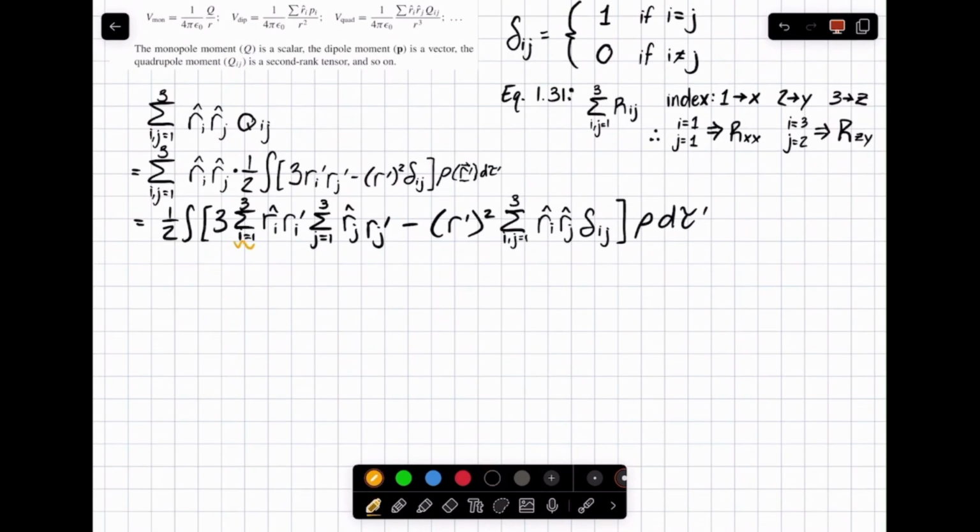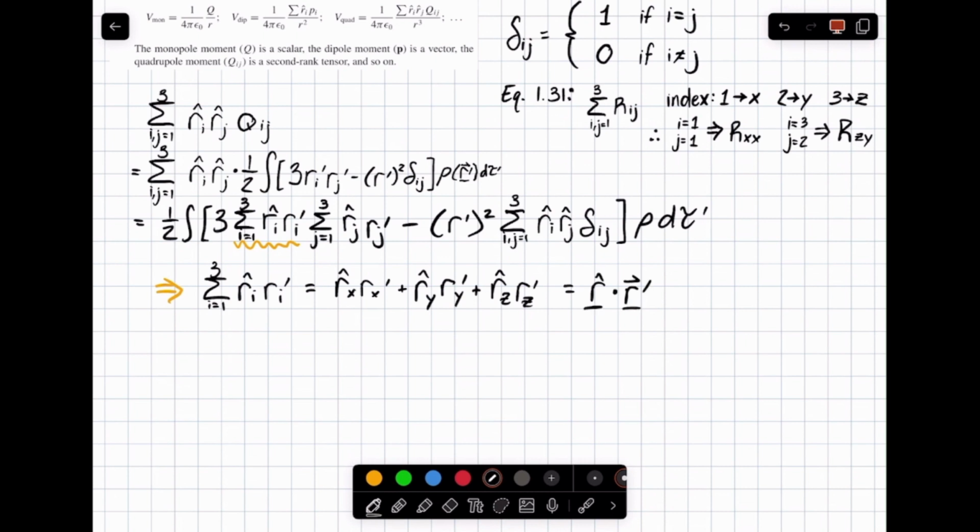All right, my next step, I'm going to look at these summations separately. So if we look at this first one, if I write this out explicitly, we'll get, and you'll notice this is equal to r hat dot r prime vector. These are vectors. And this is also equal to r prime cos alpha, where alpha is the angle separating the two vectors. This is just the definition of a dot product.